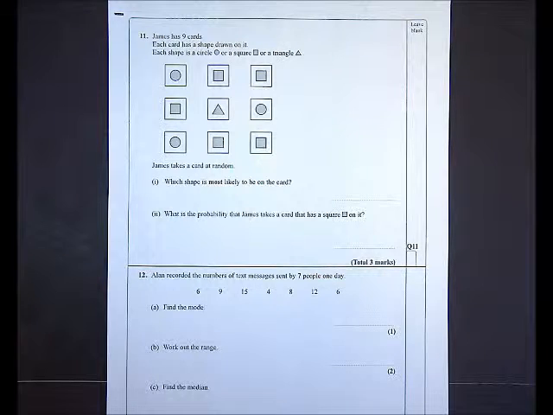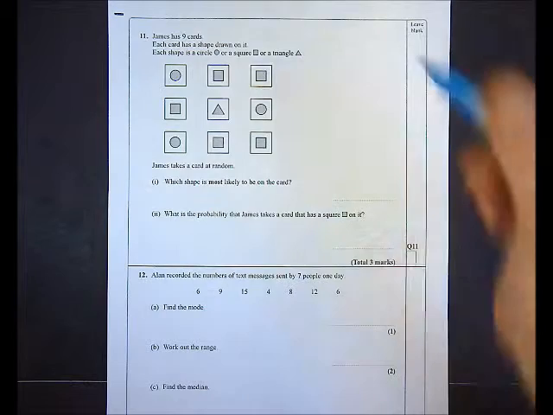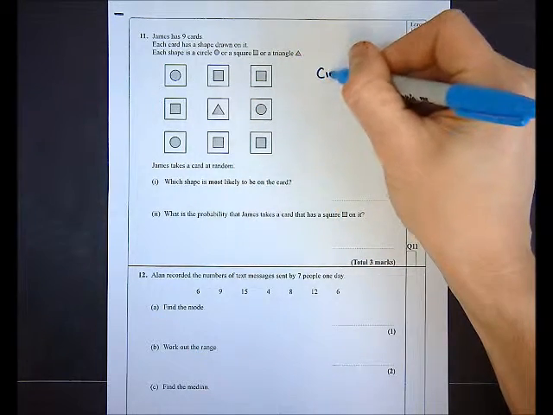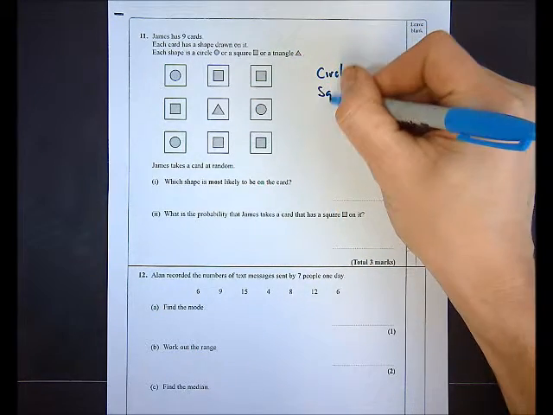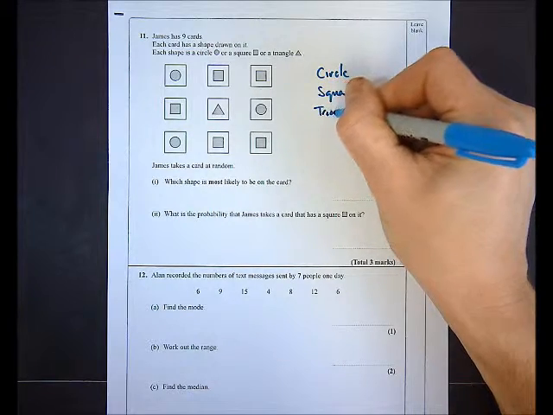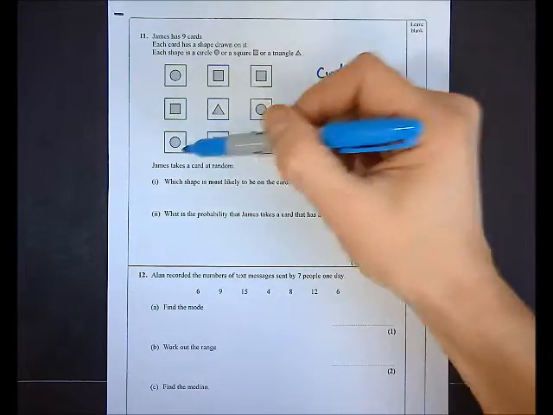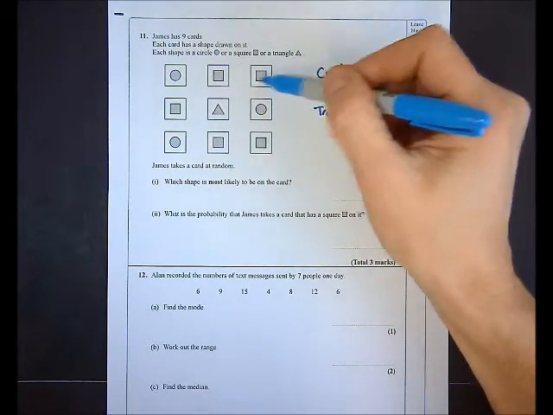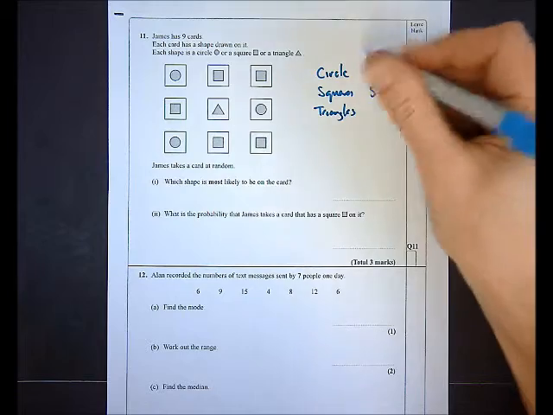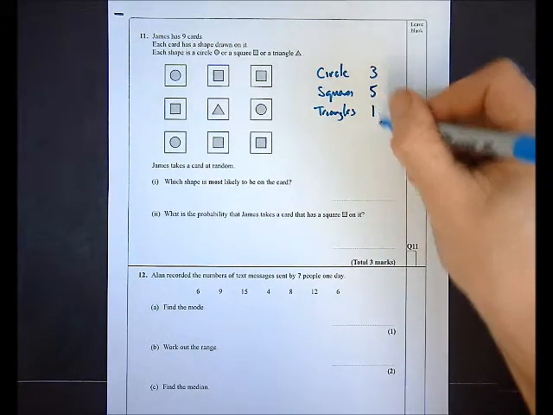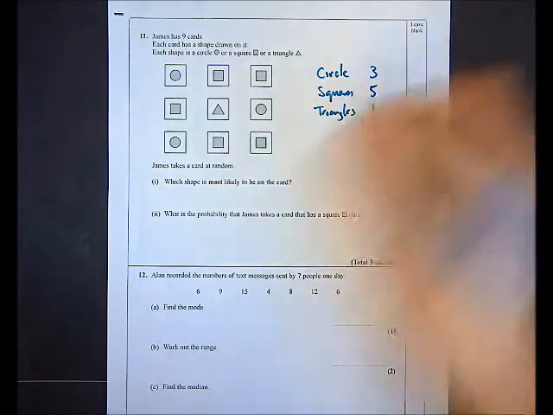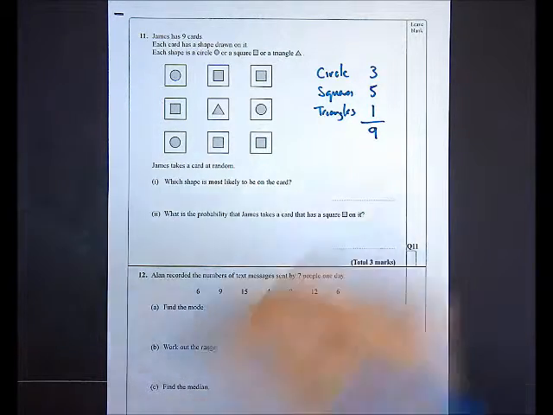In question number 11, I'm shown 9 cards that James has, and in part I, I'm told that he takes a card at random, and I'm asked to write down which shape is most likely to be on the card. Well, if I want to summarise this, I could just maybe do some sort of tally. So I've got circles, squares, and triangles. And whilst you might not want to do this, it will make sure that you don't make any simple mistakes. So 1, 2, 3 circles, 1, 2, 3, 4, 5 squares, and 1 triangle. Now that should add up to the 9 cards I've got, and it does, so I know I haven't missed anything. So the shape most likely to be on the card is a square.